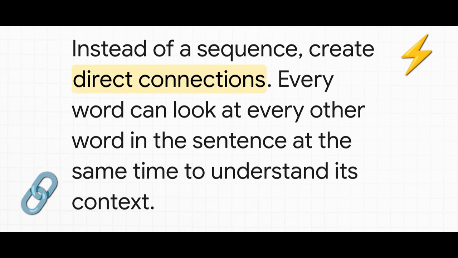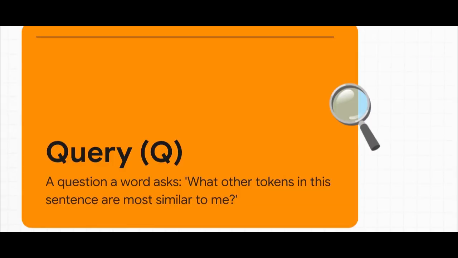Instead, it allows every single word to create a direct data connection to every other word in the sentence, all at the exact same time. All of a sudden, it doesn't matter if two related words are right next to each other or 100 words apart. Distance is irrelevant. So how does this work?